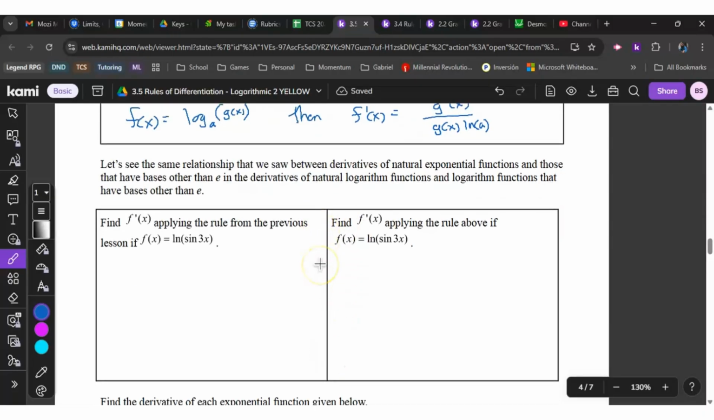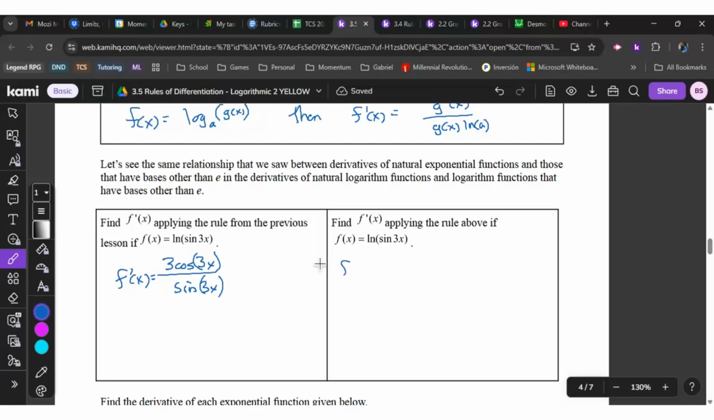So let's apply this to this question. Let's do this one like we did yesterday, which was simply going to be the derivative of that inside part of the logarithm over the original part of the logarithm. So it's literally just 3 cos of 3x over sine 3x. The derivative over the original.